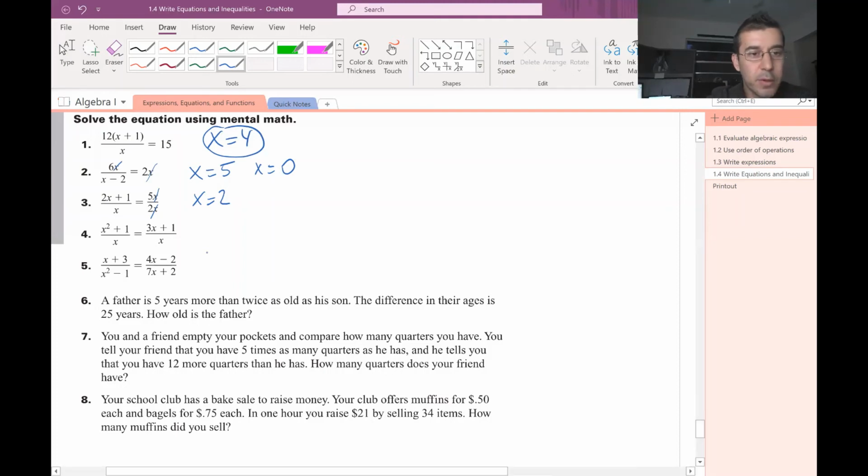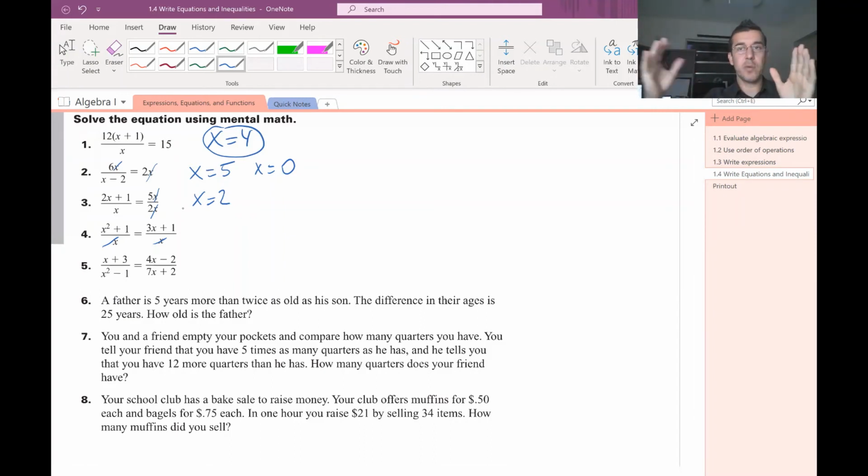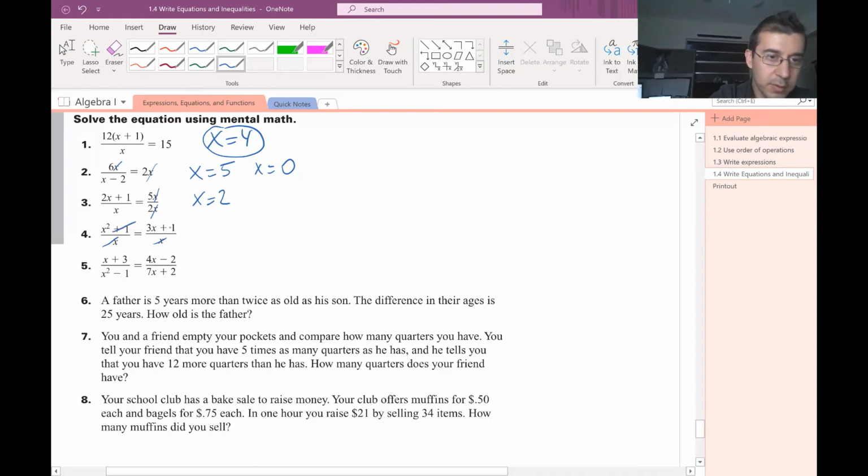Okay, next one, number 4. So x's can be canceled out because both sides of the equation divide by the same number. So you can cancel those out. Then both sides of the equation have plus 1. So you can cancel those out. And then you end up with 3x equals x squared. And then you cancel out x with one of these x's, because x squared is x times x. So this x gets canceled out with one of these x's. So x equals 3.